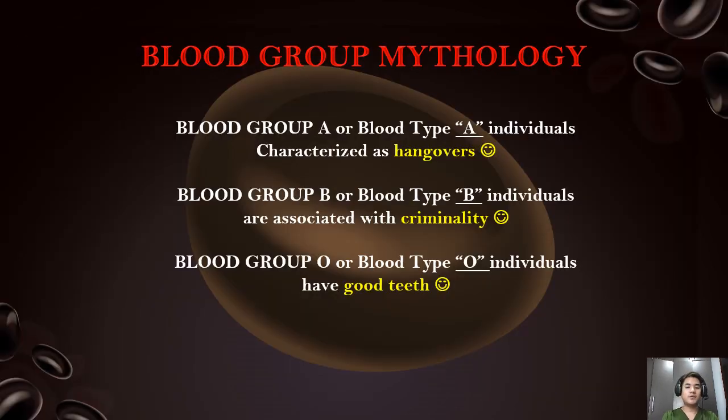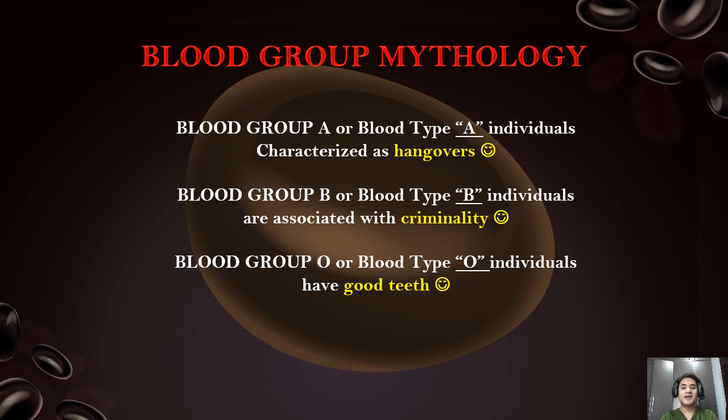Okay, blood group mythology. It's actually one of the funniest medical book contents I have ever read. You can find this in your reference textbook in Dennis Harmony. They say blood group A people are hangovers, which means they may have a low tolerance to alcohol or maybe just be alcohol addicts.